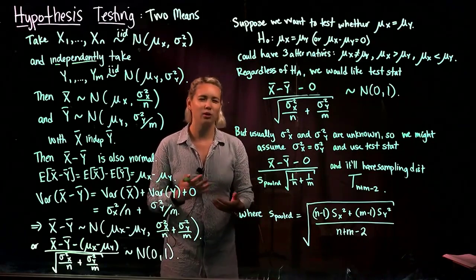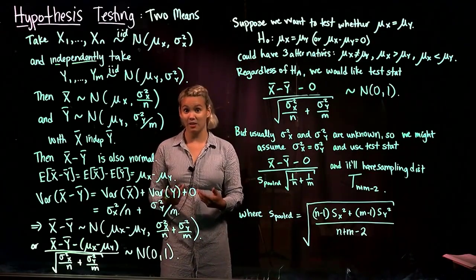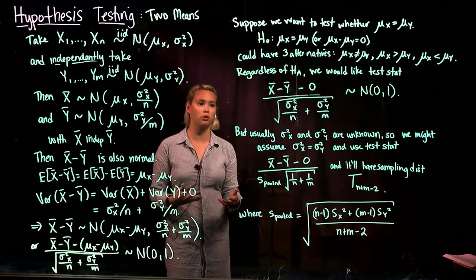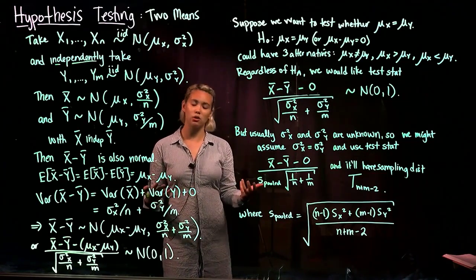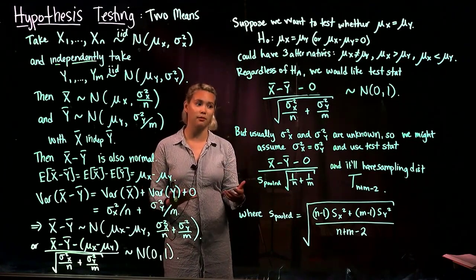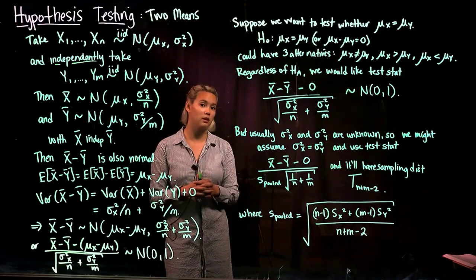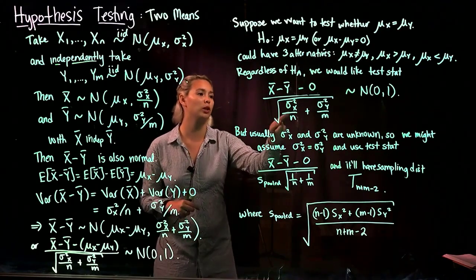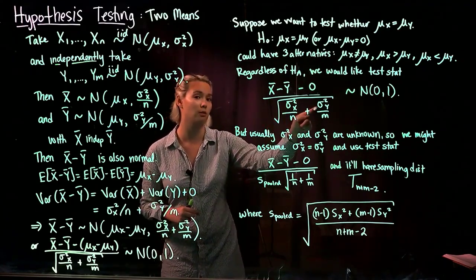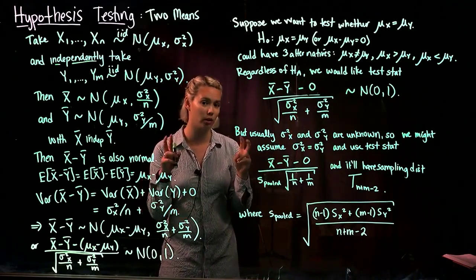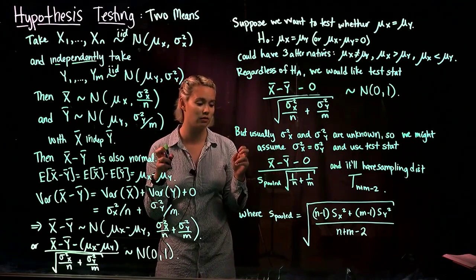But as we know, usually variance is not known. So if we don't know sigma squared x and sigma squared y, what are we supposed to do? Well, a logical thing to do would be to use the sample variance. So the easiest thing to do is if we assume these two variances are equal. We'll assume sigma squared x is equal to sigma squared y. Then we can just calculate what's called a pooled sample standard deviation.